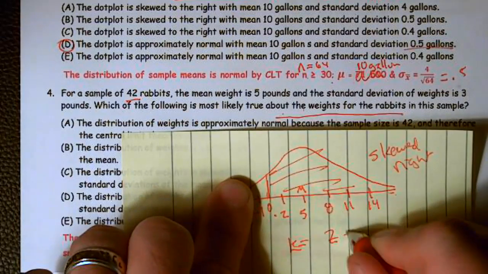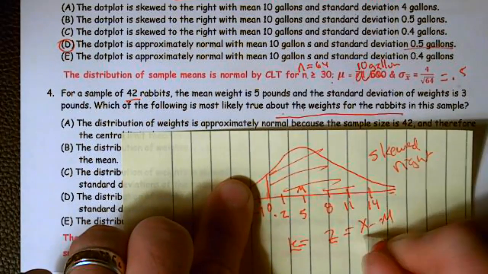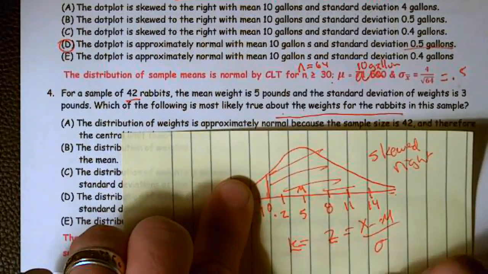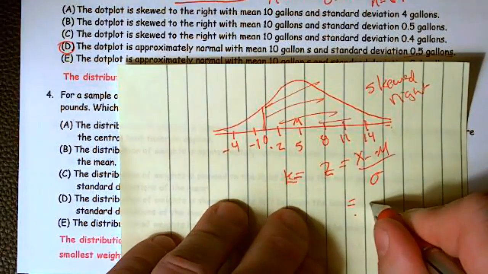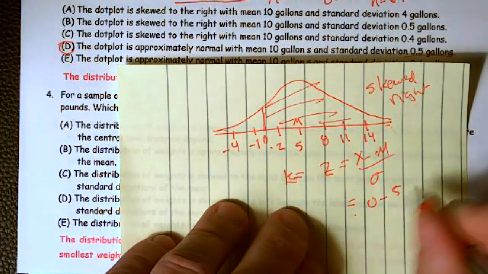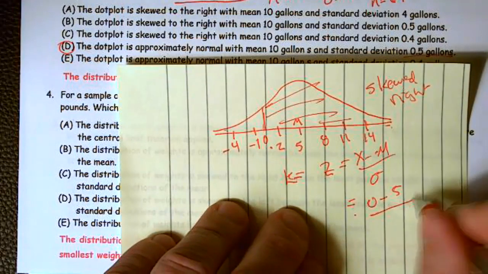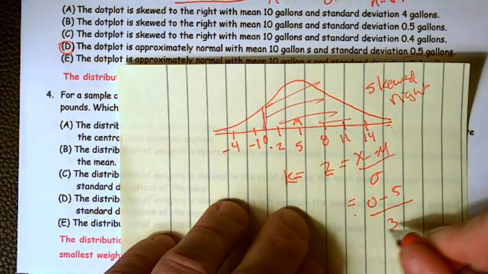So if I have z equals x minus mu over sigma, I go, well, that ends up being 0 minus 5 over the standard deviation of 3.